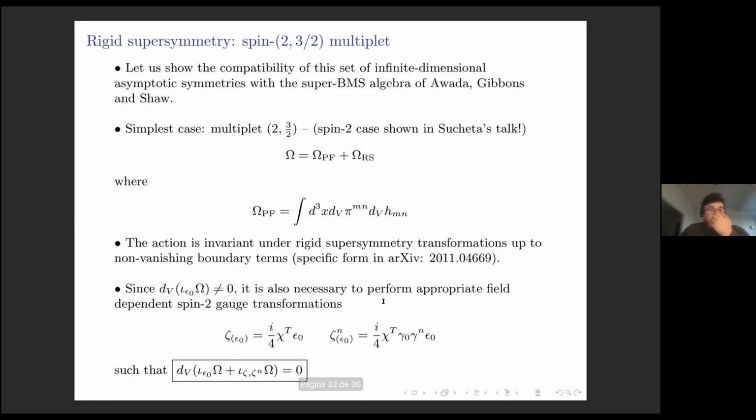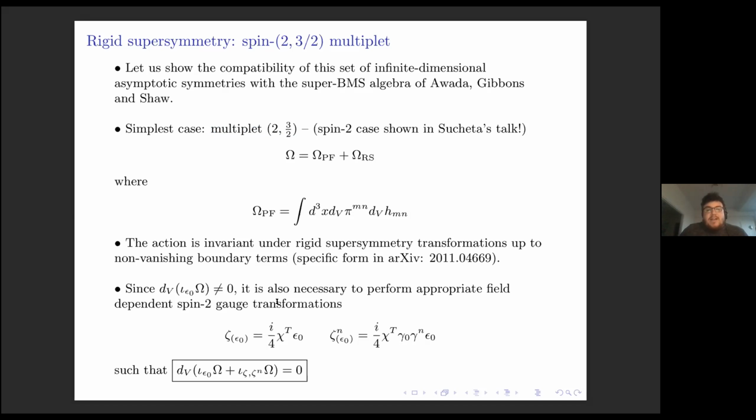Okay, so now we can analyze the compatibility of this new set of transformations with the super-BMS algebra found by Awada, Gibbons, and Shaw, and recently found at spatial infinity by Mark, Javier, and Turmoli. So the simplest case is the multiplet 2 and 3/2, where the spin 2 case was analyzed by Sucheta in her talk. This is the symplectic form associated to the spin 2 field. And again, one can show that the action is invariant, but up to non-vanishing boundary terms.